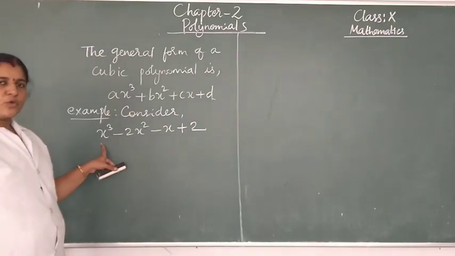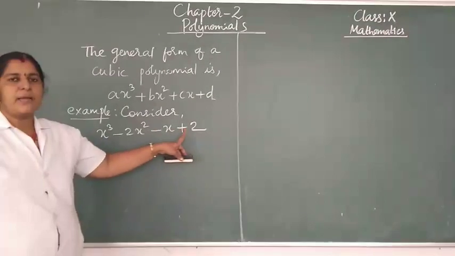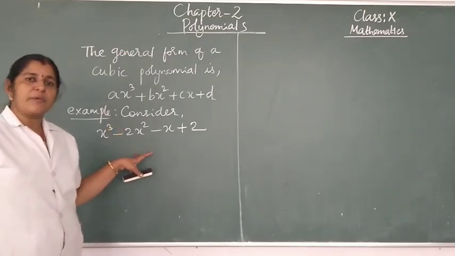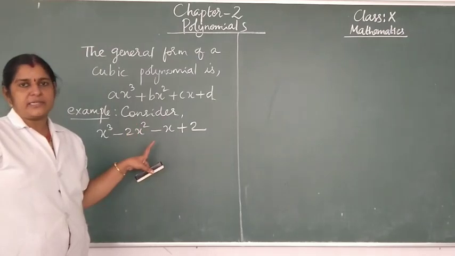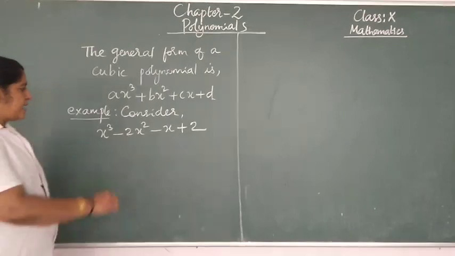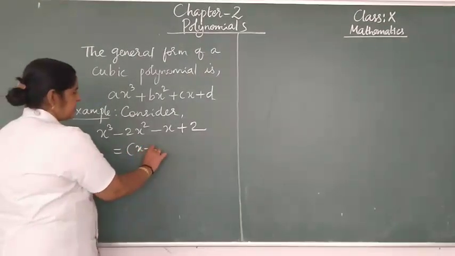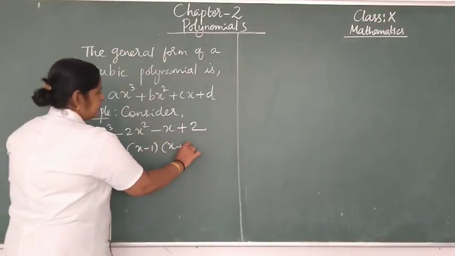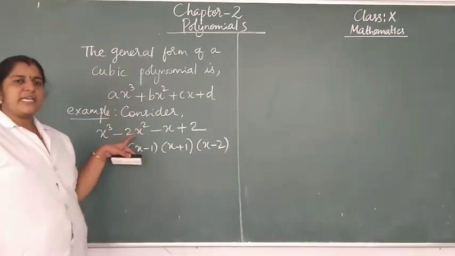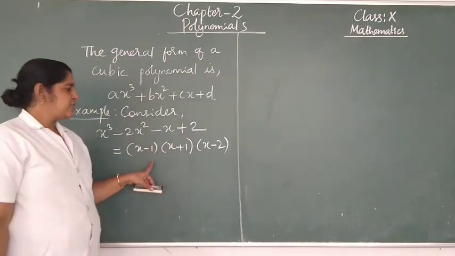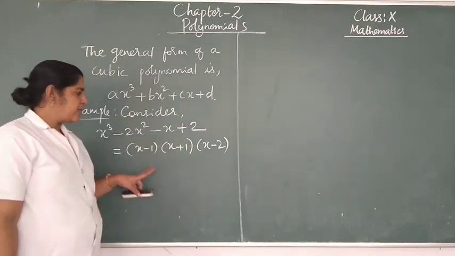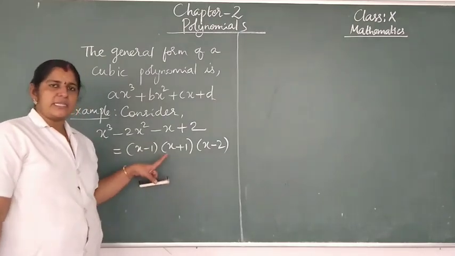You can see here a cubic polynomial that is of degree 3. The terms are x cube minus 2x square minus x plus 2. Now you know that when you factorize this cubic polynomial, we will get 3 factors. I am going to write those factors directly, and those factors are x minus 1 into x plus 1 into x minus 2. This factorization you have learned earlier, so that is why I have written those 3 factors directly.